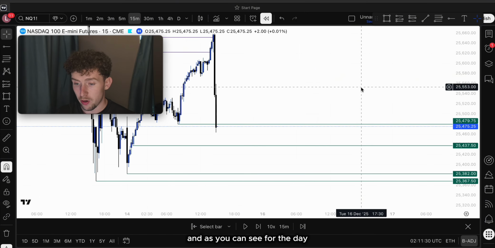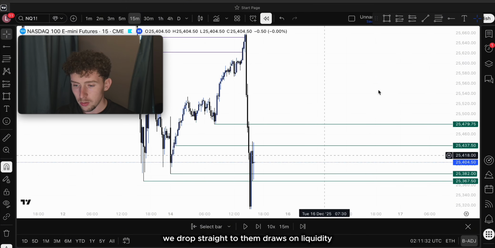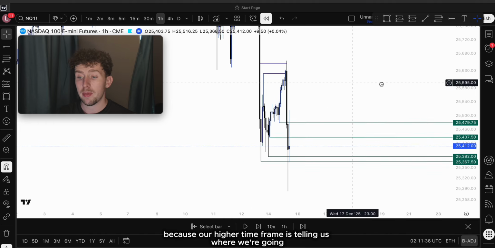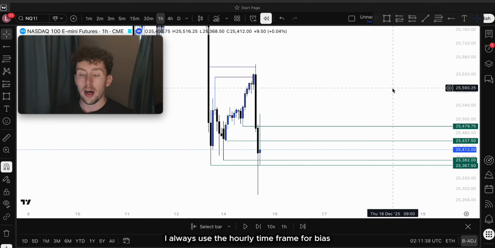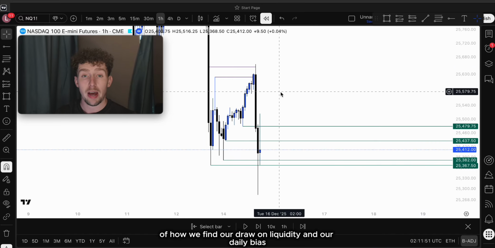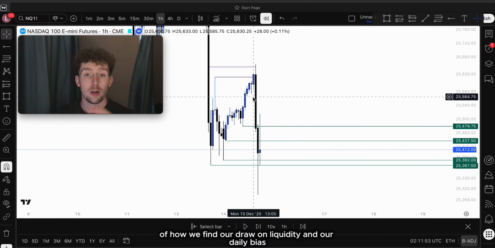As you can see, for the day, we drop straight to those draws on liquidity because our higher time frame is telling us where we're going. I always use the hourly time frame for bias. I can use the 4-hour and 15-minute, and they can also help, but I really do like the hourly. It tends to show you where price is going for that day. This is a bearish example of how we find our draw on liquidity and our daily bias.